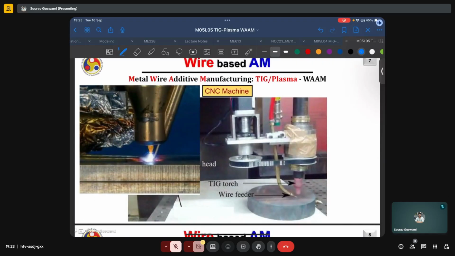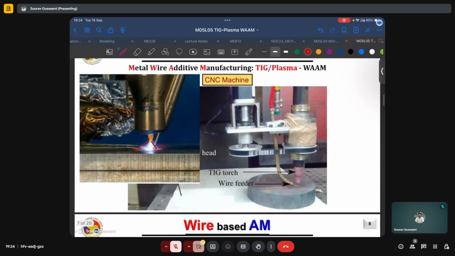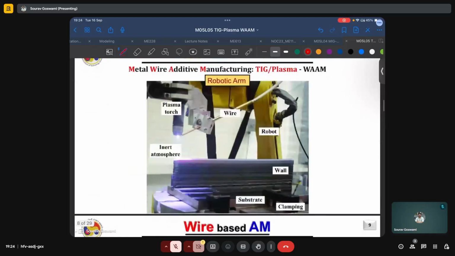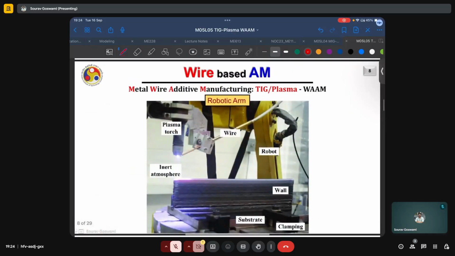Here we have some typical setups using these principles. As we can see, the bright arc which is formed in the image to the left, and how this wire feeder comes from the side and feeds the wire at some specific angle. Here we have an example of a TIG or plasma based welding using a robotic arm in this case instead of a welding gun. Again, the wire is fed from the side at some specific angle, and inert atmosphere is maintained, and we see how this wall-like structure is getting deposited.